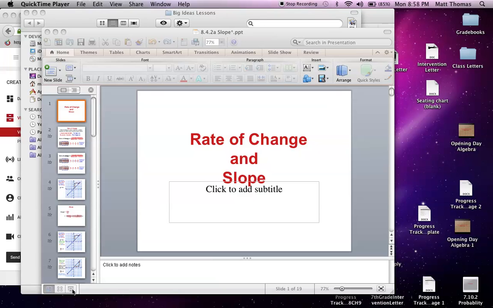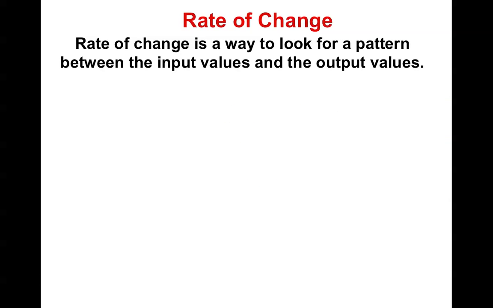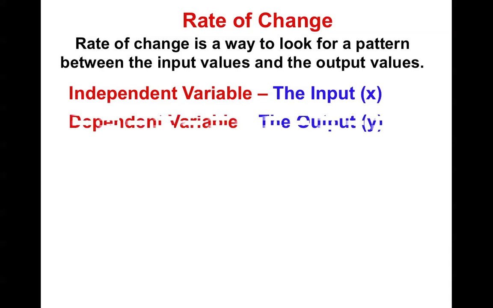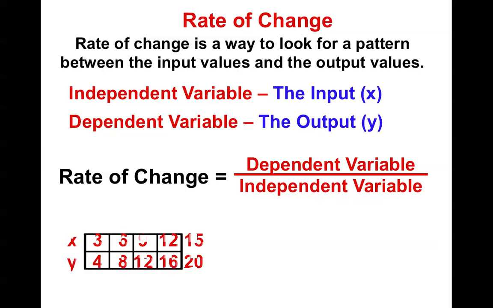All right, welcome back. Today we're going to be talking about the rate of change with a line and its slope. The rate of change is a way to look for a pattern between input values and output values. We have an independent value, which is known as the input or the x, and we have dependent variables that are the output or y. The rate of change is the dependent variables over the independent variables.